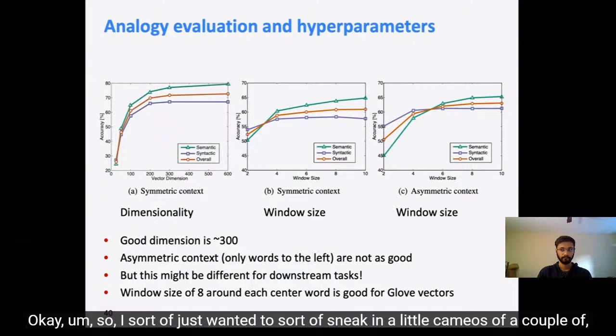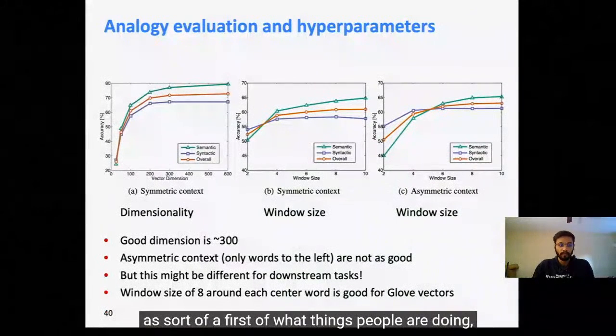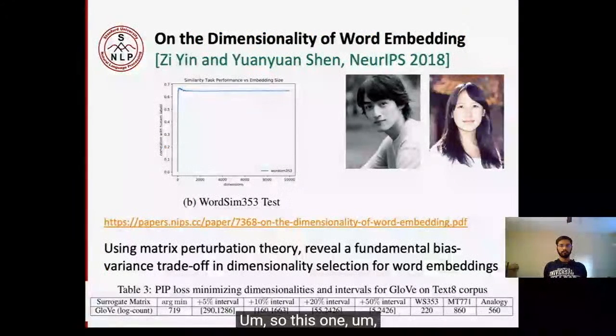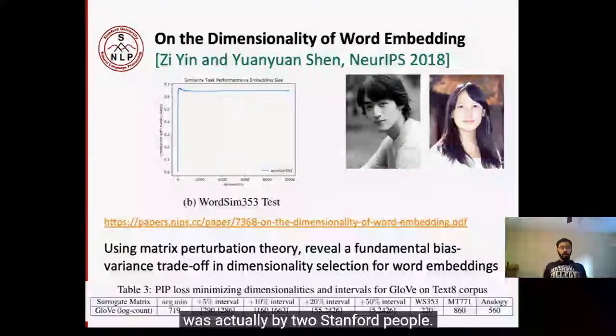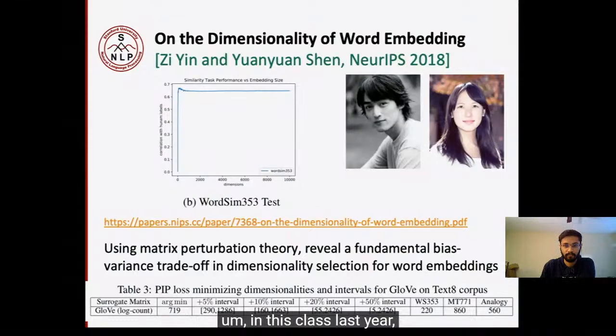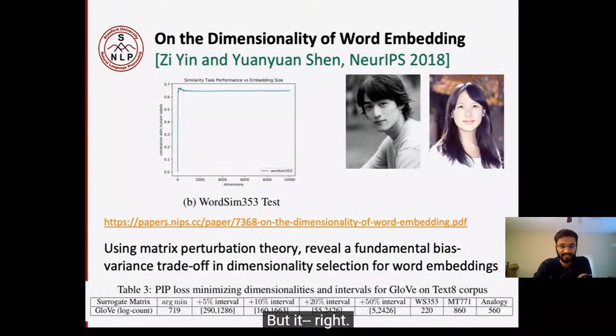Okay, so I wanted to sneak in a couple of little cameos of recent bits of work, as to what people are doing with word vectors. This one was actually by 2 Stanford people. Now, this would be the best story if I could say that this was a final project in this class last year, but unfortunately that's not true. This paper has nothing to do with this class.